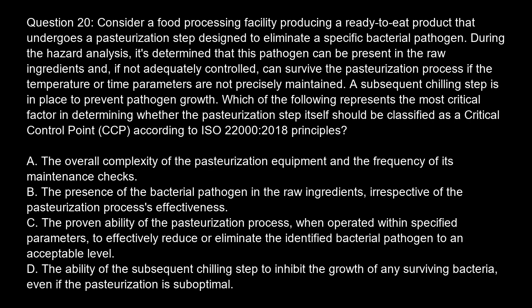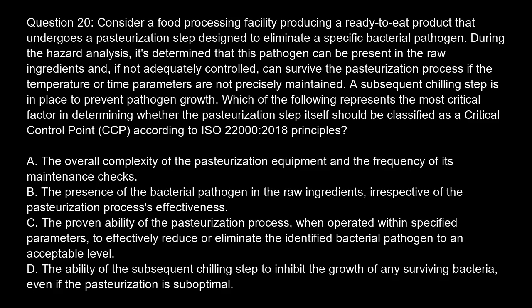eliminate a specific bacterial pathogen. During the hazard analysis, it's determined that this pathogen can be present in the raw ingredients and, if not adequately controlled, can survive the pasteurization process if the temperature or time parameters are not precisely maintained. A subsequent chilling step is in place to prevent pathogen growth. Which of the following represents the most critical factor in determining whether the pasteurization step itself should be classified as a critical control point, CCP, according to ISO 22000-2018 principles?